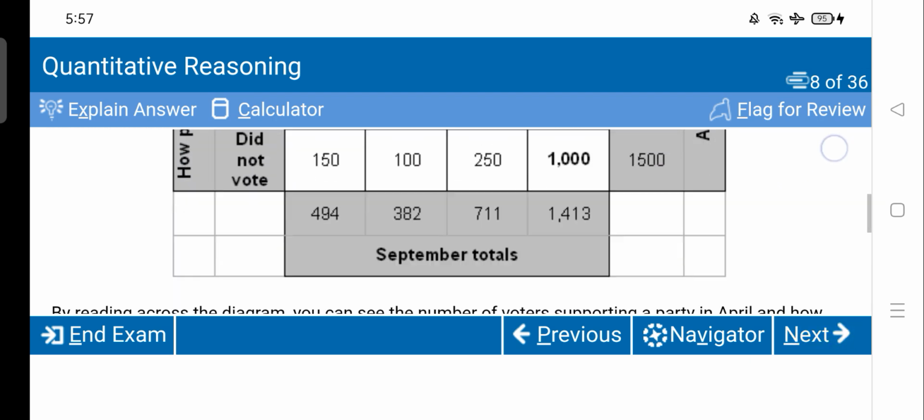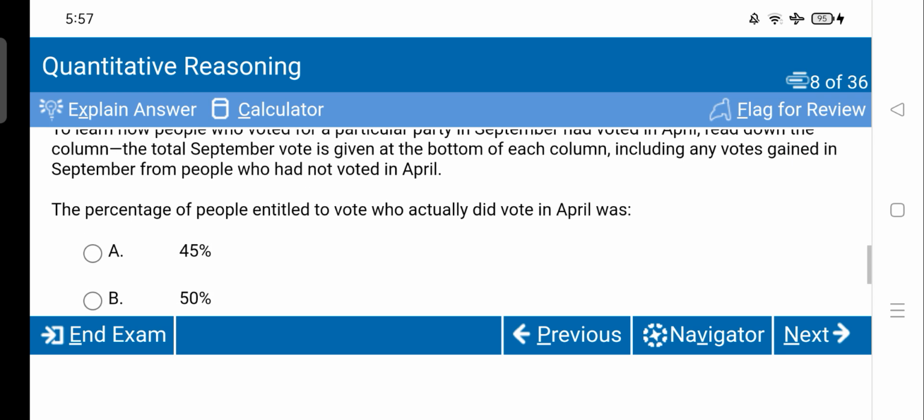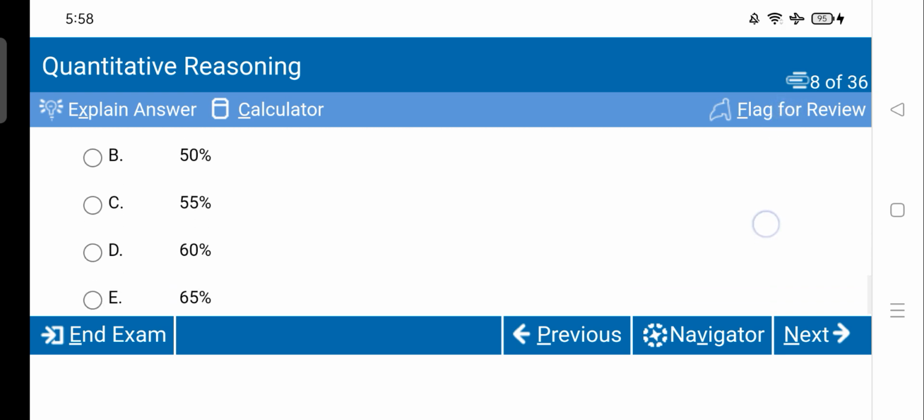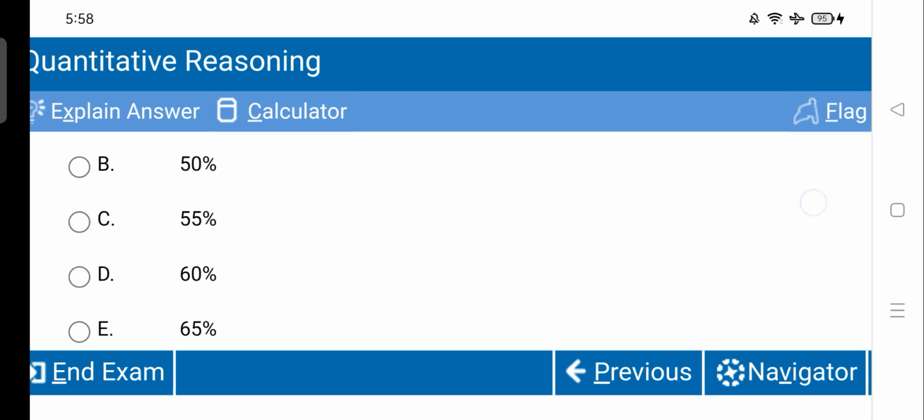Next we have a question that says the percentage of people entitled to vote who actually did vote in April was option A, 45%, option B, 50%, option C, 55%, option D, 60%, and option E, 65%.